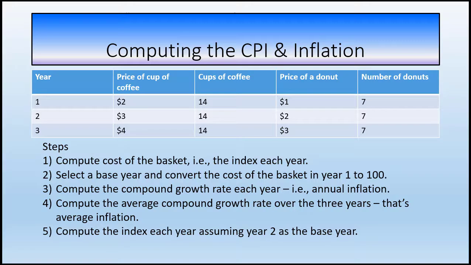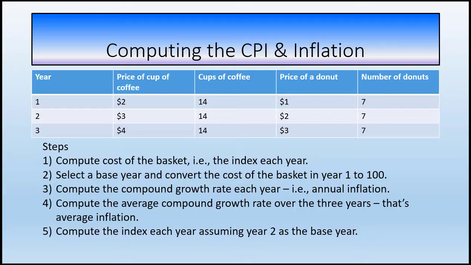Suppose that there's just two items that the average person consumes, and that's coffee and donuts, cups of coffee and number of donuts. And here we have the price of donuts for year 1, 2, and 3, and we have the cups of coffee. Notice there are 14 cups of coffee. Think of this as on a weekly basis or annual basis. It doesn't matter. It's just a consistent time period. And then we have donuts, the price of donuts, and the number of donuts, 7. So notice the basket of goods has not changed. It's fixed. What you notice is prices are changing.